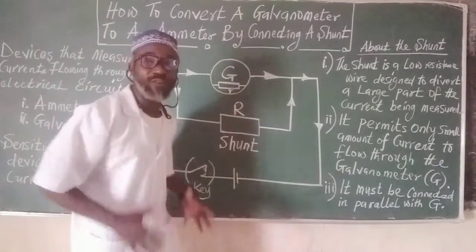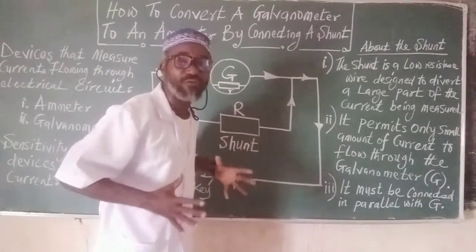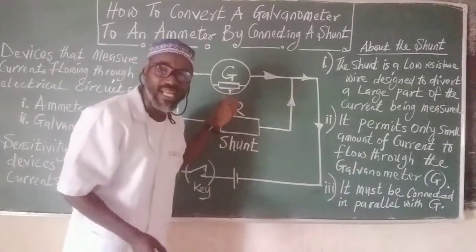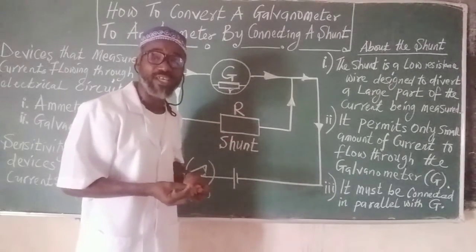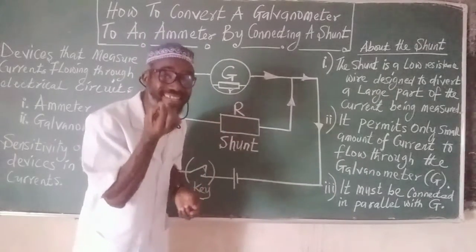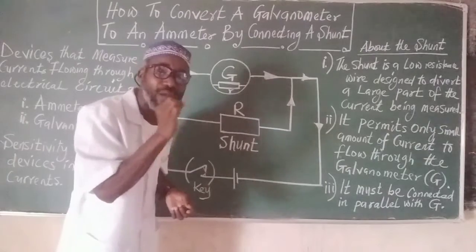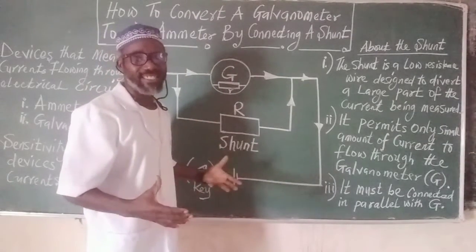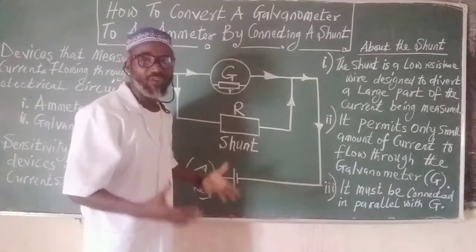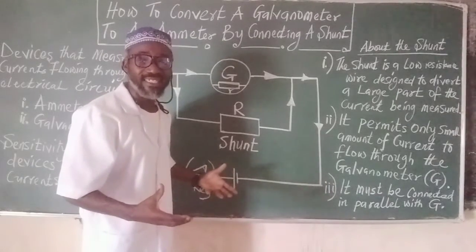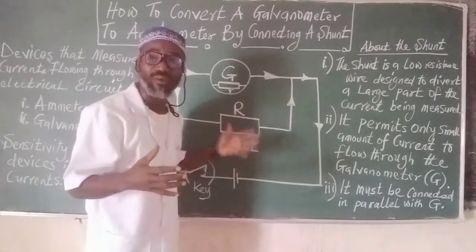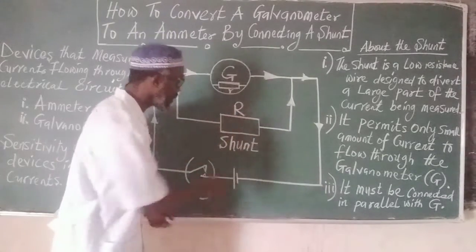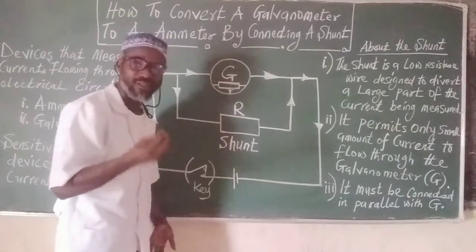If a large amount of current is allowed to flow through the galvanometer, as a sensitive instrument designed to measure a small amount of current, it will be affected. So the galvanometer does not need, I repeat, a large amount of current that will affect its system. That's why we connect a shunt.